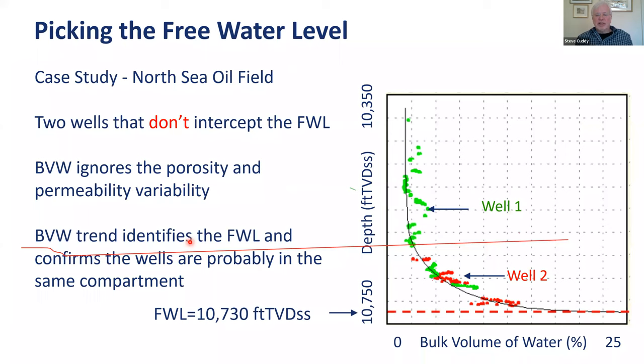So the function can help us pick the free water level. Because it's independent of porosity and permeability, when we plot BVW against depth, it drops out to be a simple function. And even though these two wells did not go through the free water level, you can predict where it is. In this case, it's showing the depth here. This is a real case study.